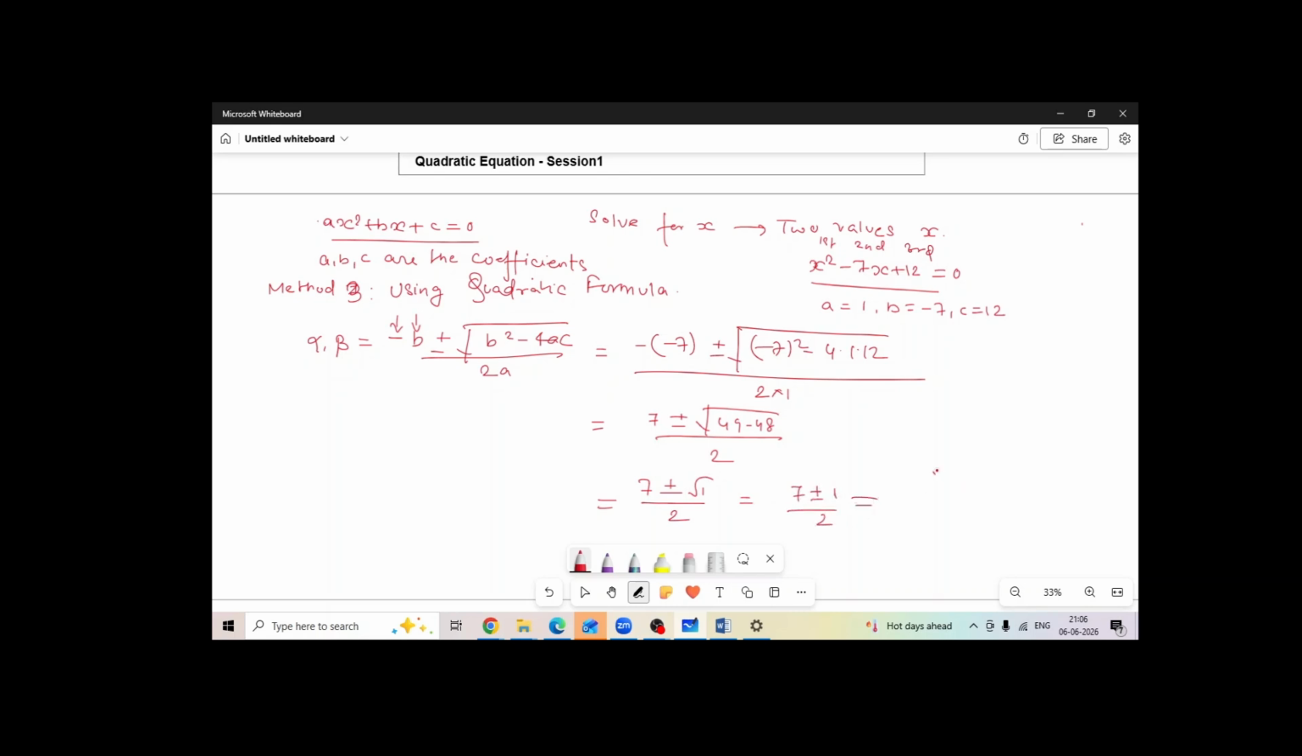So you have again two cases, 7 plus 1 by 2, which is 4, and 7 minus 1 by 2, which is 3. So these three methods are equally good. When to use which will be decided by what kind of questions you are getting, and they are equally efficient and will be used from time to time. I hope you have understood these very basic methods of solving a quadratic equation. We'll see other topics of the quadratic equation in subsequent sessions as we move through the classes, and we'll try to cover all types of questions which you might encounter in CAT using some of the previous year questions.